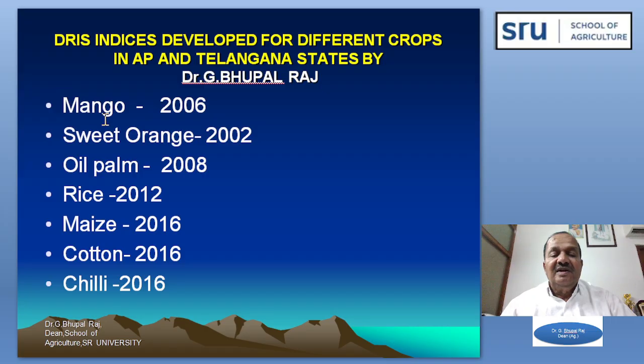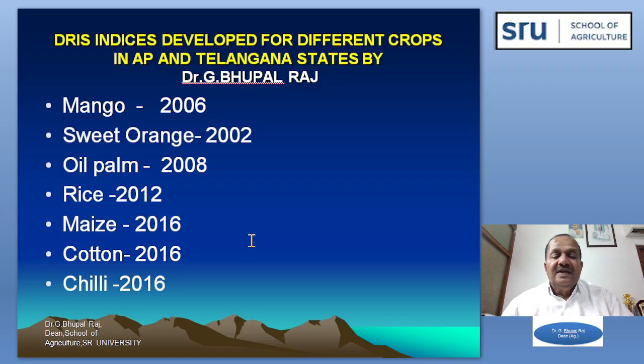So we developed the DRIS norms and indices for mango in 2006, sweet orange in 2002, oil palm in 2008, rice in 2012, maize in 2016, cotton in the same year, 2016, and chili in 2016. So all seven crops we have developed DRIS indices and norms for.